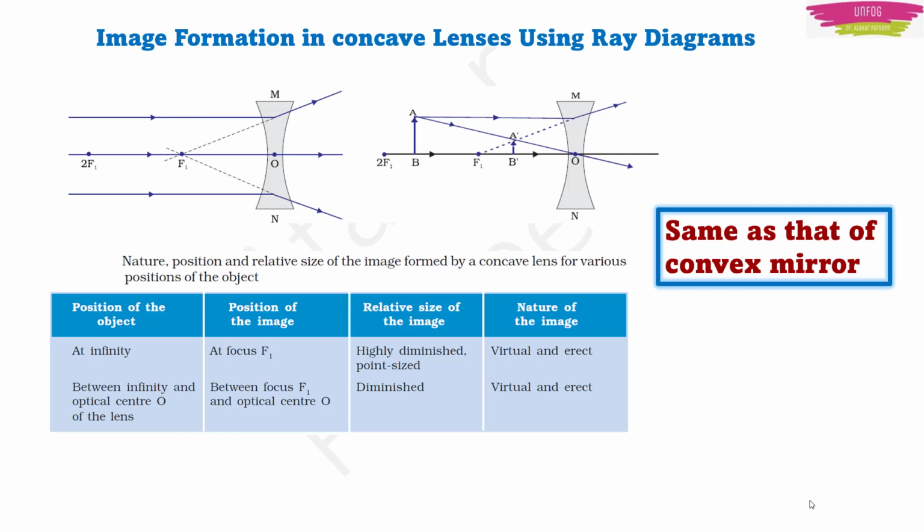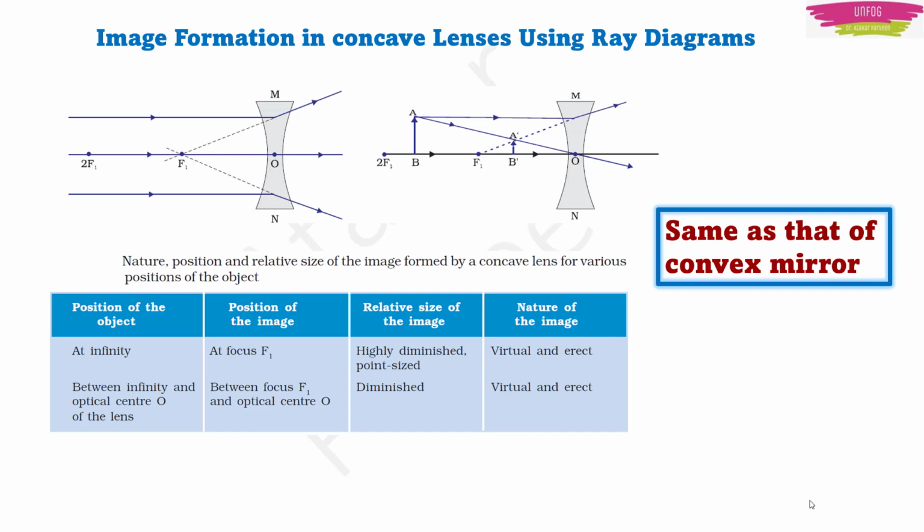Now coming to the image formation in concave lenses. The simple trick is that it is the same as that of the convex mirror. Whatever we were talking about in our previous video, everything will become opposite here. Whatever we told for the concave mirror will become true for the convex lens. Whatever we told for the convex mirror will become true for the concave lens. You can just match the table and see if you want.